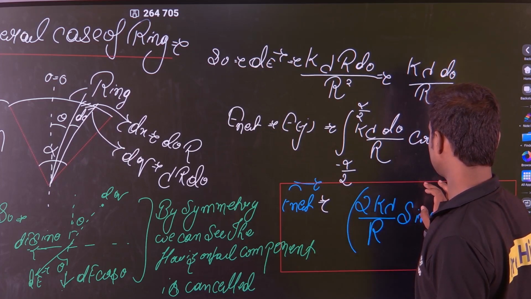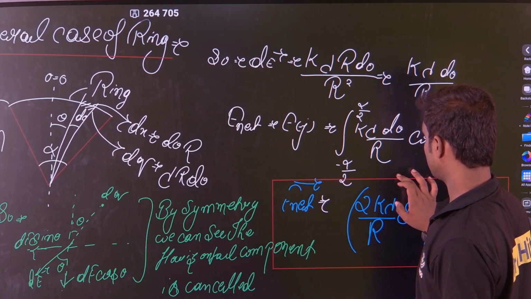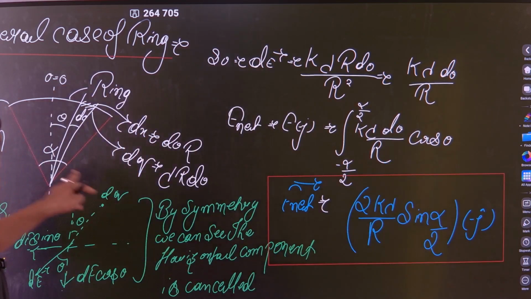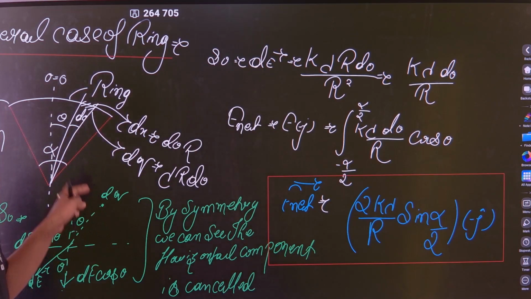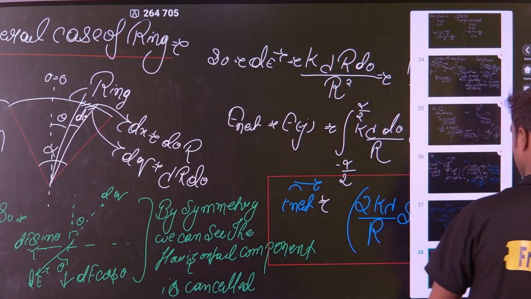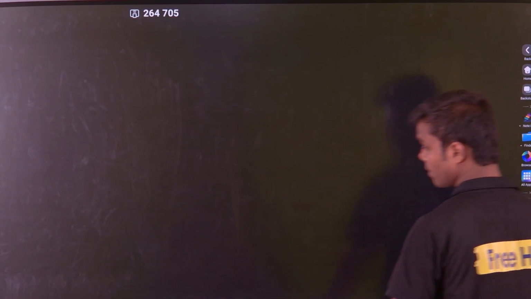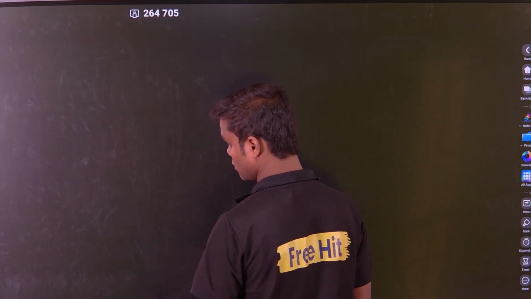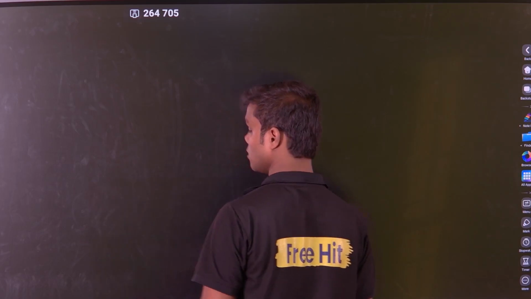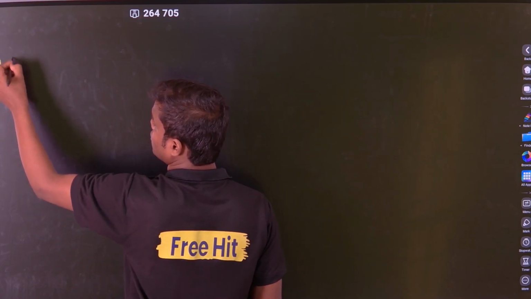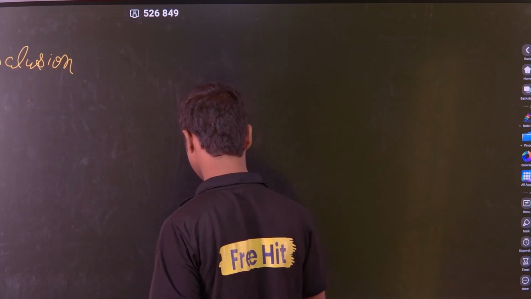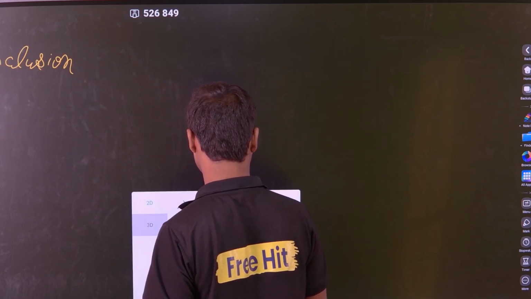Because suppose my alpha, if it is a circle, the alpha will be 2 pi. So alpha will be 2 pi. Let us take one example, then you will better understand what I am trying to say. What is the conclusion we have drawn? Let me write the conclusion for you.